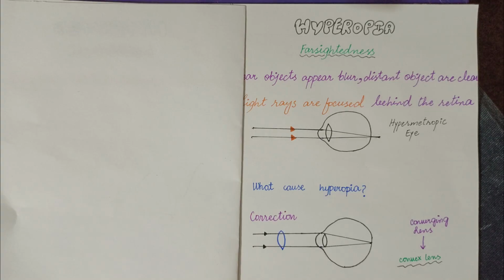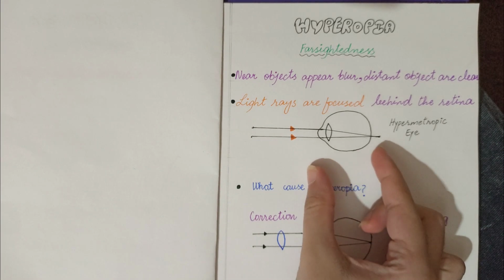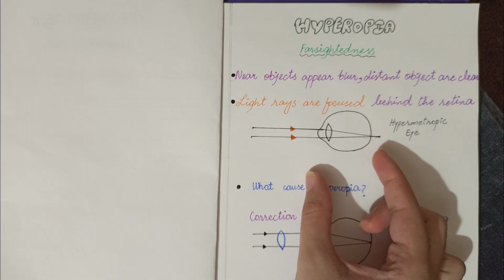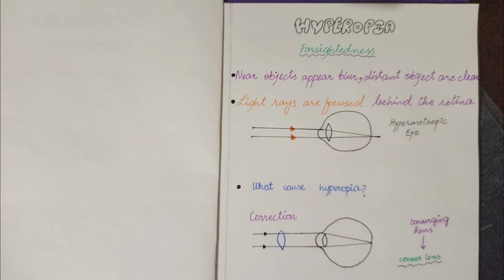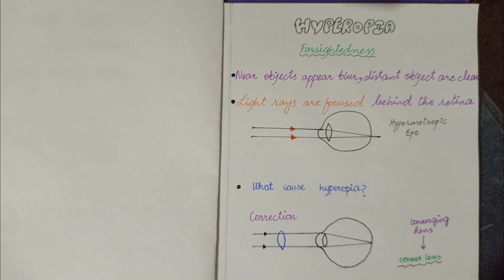Let's have a look at hyperopia. So basically in the case of hyperopia, the person is able to see far objects clearly, but the near object appears blurred to that person. What happens in the case of hyperopia is that the axial length of the eyeball decreases, and due to this decrease in the axial length, the light rays coming from an object are now focused behind the retina instead of being focused in front of the retina. And this is a hypermetropic eye.